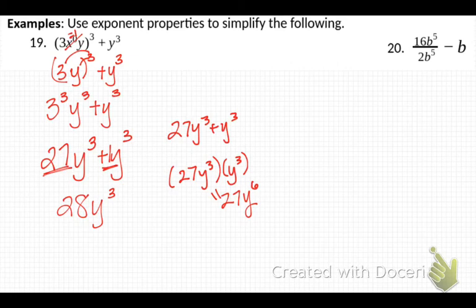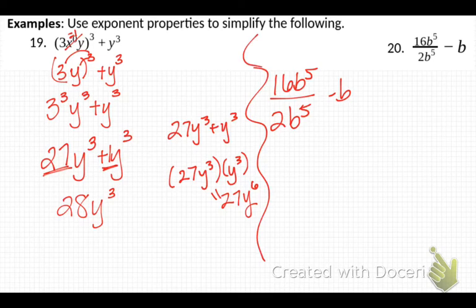Number 20. I'm going to rewrite this over to the side so it's not squished in the corner, so hopefully it's a little bit easier to read. What is the first thing that we should do? Is there anything to simplify first? Yeah, the 16 and 2. What does that simplify to become? Do we all agree 16 divided by 2 is 8? Okay. So I have 8 b to the 5th over b to the 5th minus b.